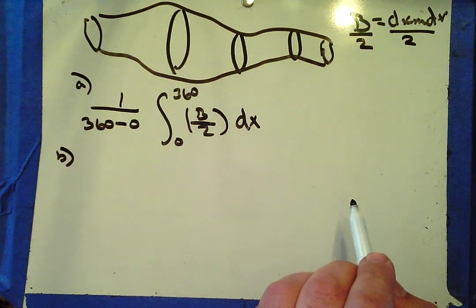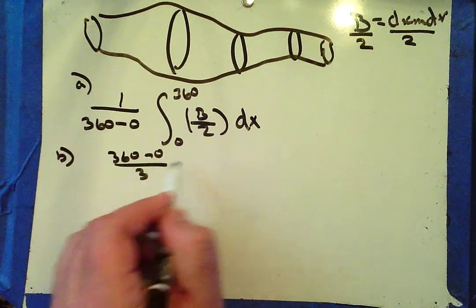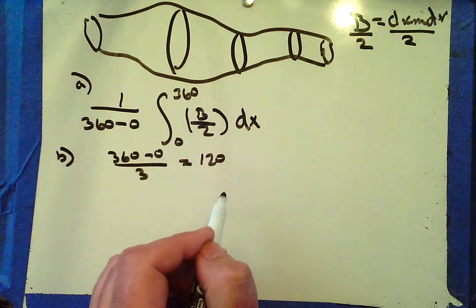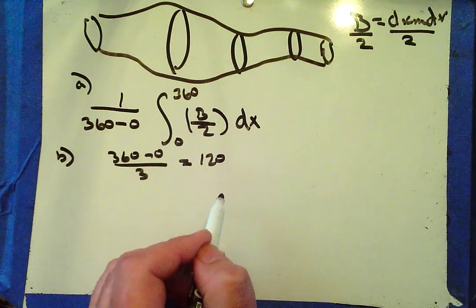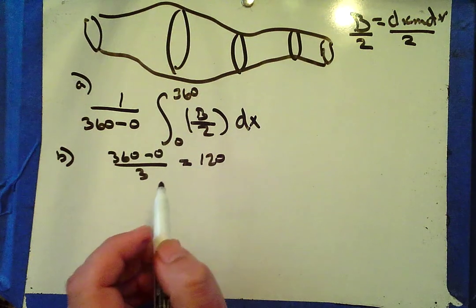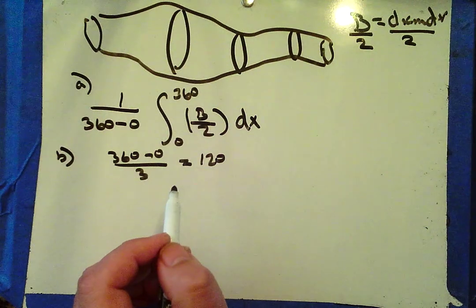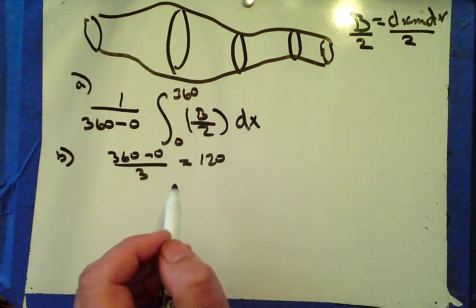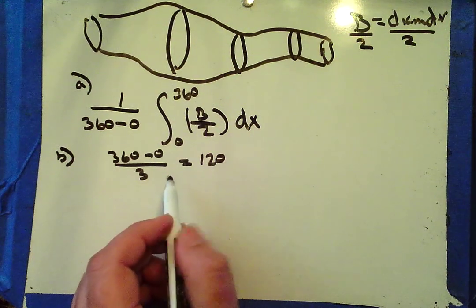Approximate the value of part A using a midpoint Riemann sum with 3 subintervals of equal length. Well, 360 minus 0 divided by 3 is 120. So my first rectangle goes from 0 to 120, my next rectangle goes from 120 to 240, and my third rectangle goes from 240 to 360. Remember, when we're doing a midpoint Riemann sum, we want to go halfway across the interval and pick up that y value, or in this case, a diameter value. Oh, and look, the subinterval widths are all the same.